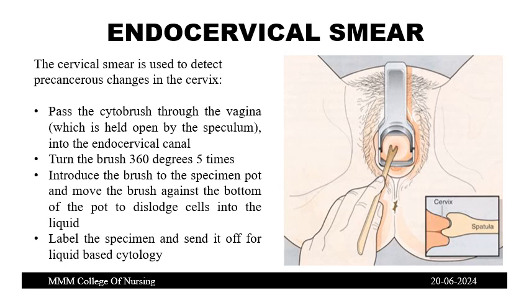Next is the smear, basically a pap smear. How will you do a pap smear? A cervical smear is used to detect precancerous changes in the cervix. In case of a smear, you will need a cytobrush or a spatula. Pass it through the vagina, which is held open by the speculum, into the endocervical canal. Turn the brush 360 degrees five times. Introduce the brush to the specimen pot and move the brush against the bottom of the pot to dislodge the cells into the liquid. Label the specimen and send it off for liquid based cytology. So this is how we will do an endocervical smear.